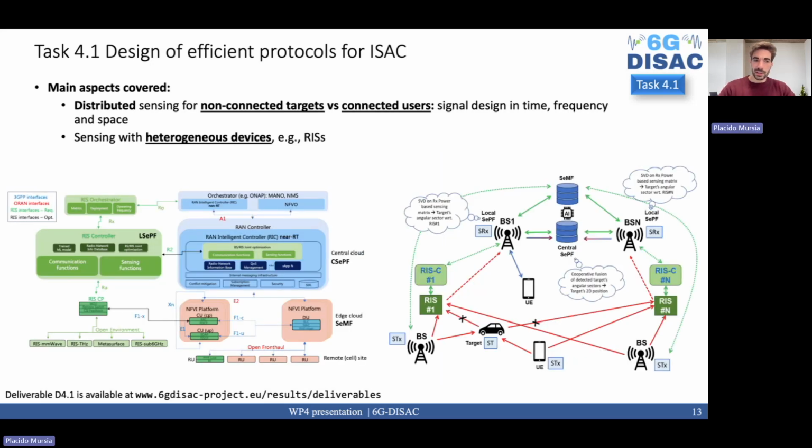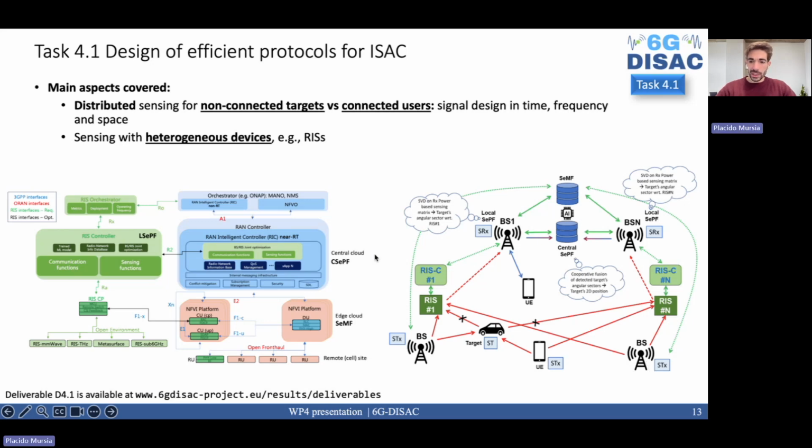Another important aspect here is sensing with heterogeneous devices, as I mentioned before. And here we provide a specific notable example of RISs, reconfigurable intelligent surfaces. On the right-hand side, we detail the network connections between distributed base stations, distributed sensing receivers and transmitters, and also sensing targets with the aid of distributed RISs.